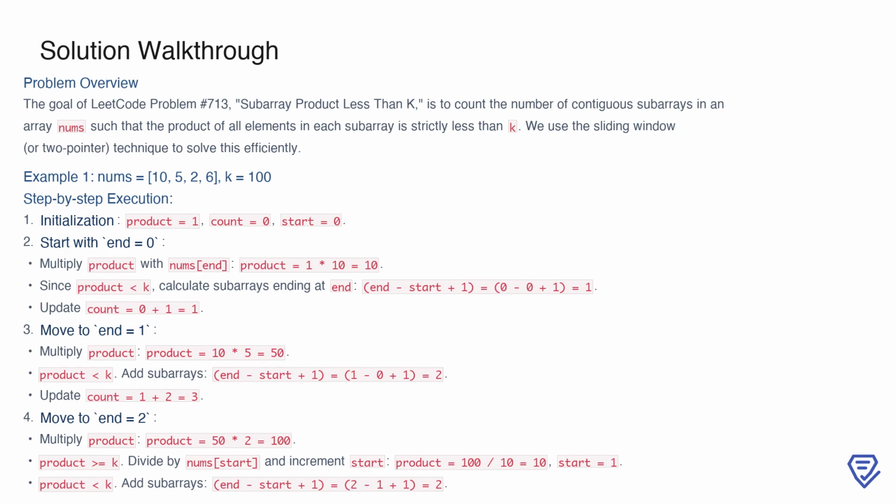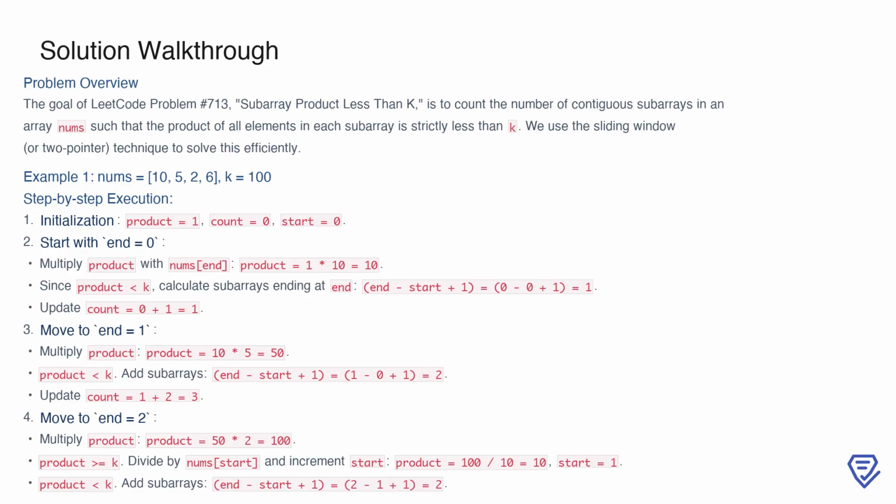Next, we move to index 1. The product becomes 50 after multiplying by nums[end]. Again, it's less than k, so we calculate all subarrays ending at this index, adding 2 more subarrays, [5], and [10, 5]. The count is updated to 3.